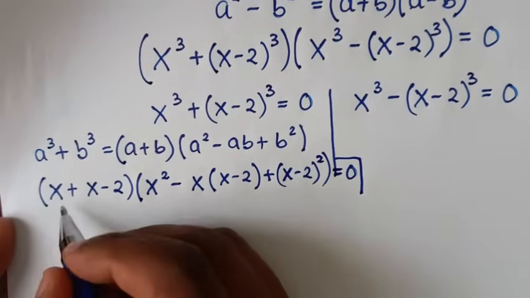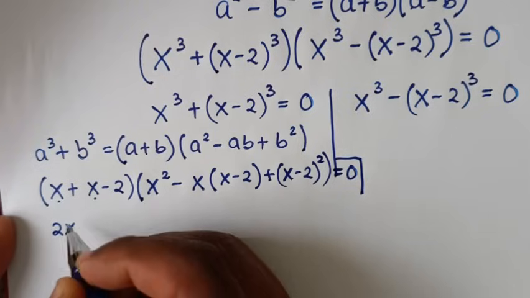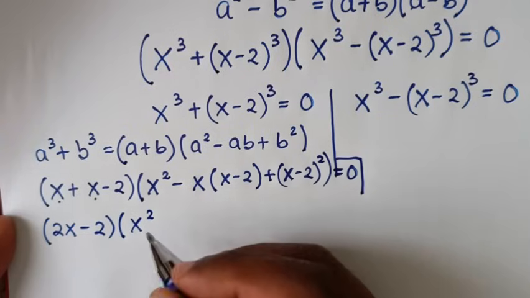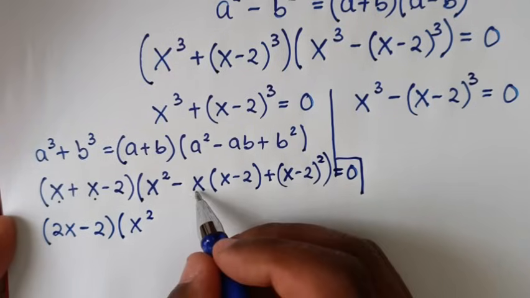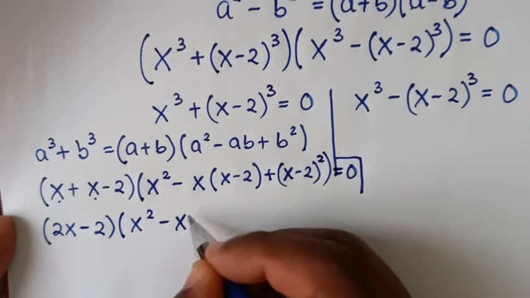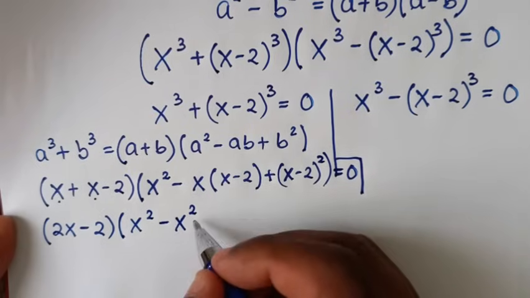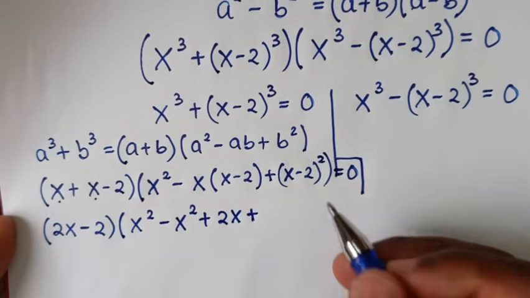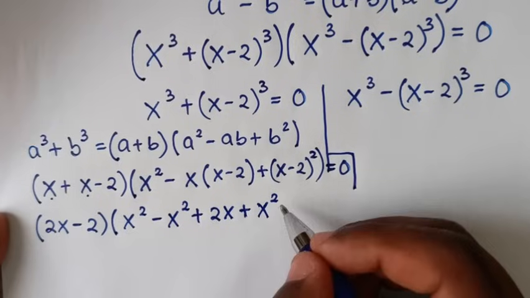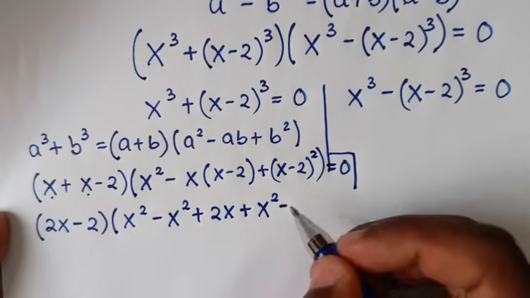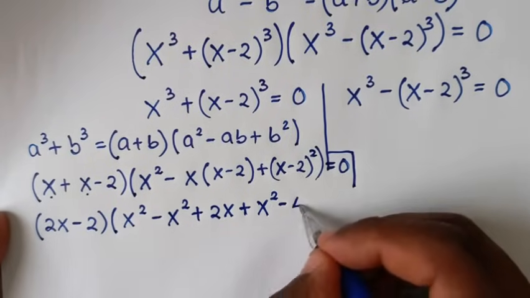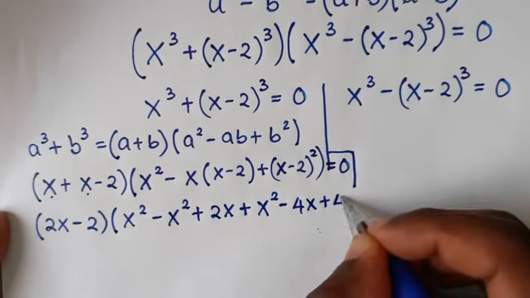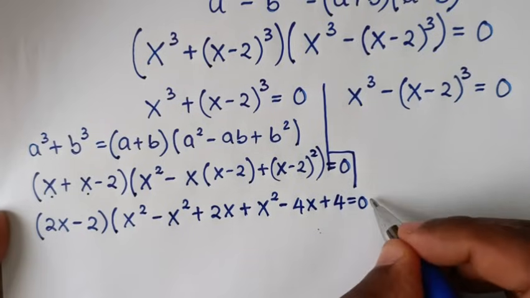So here x plus x is 2x, then minus 2, and in the bracket it will be x^2, then we take negative x inside the bracket: negative x times x is negative x^2, negative x times negative 2 is positive 2x. Then plus (x - 2)^2, which is x^2 minus 2 times x times 2, that is 4x, then plus 2 squared, so it is 4, equal to 0.